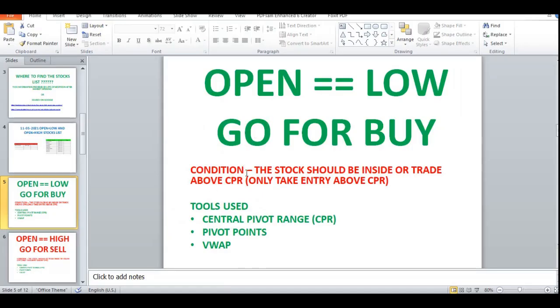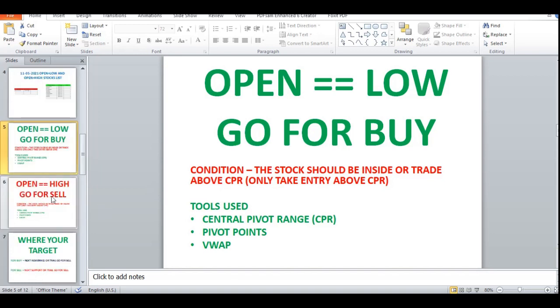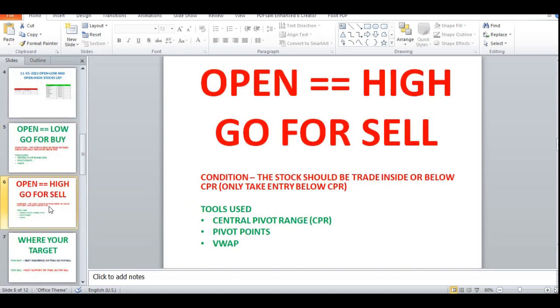The condition for open is equal to low: we can go for buy. The stock should be inside or above the CPR. We only take entry above CPR.